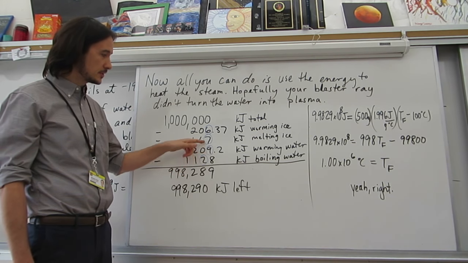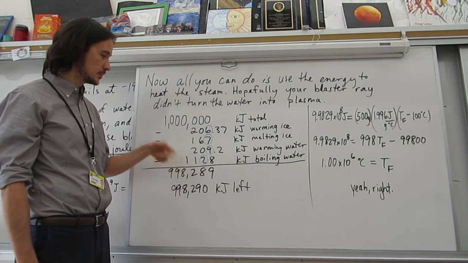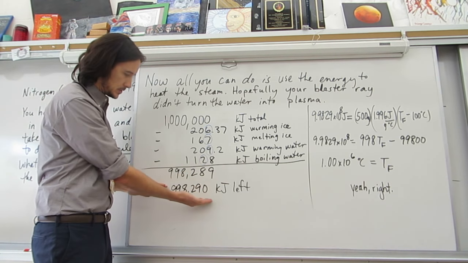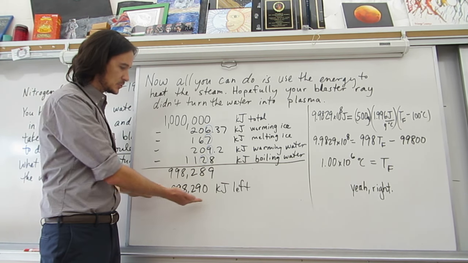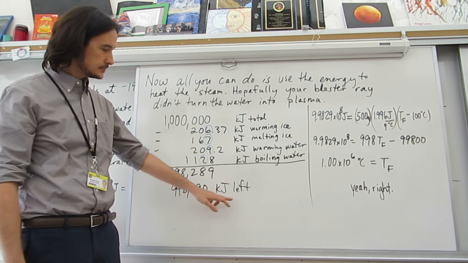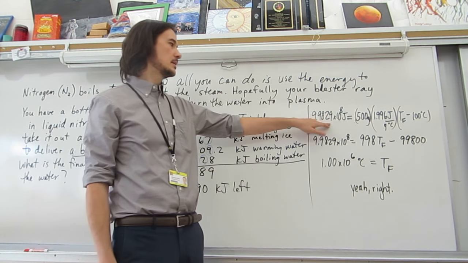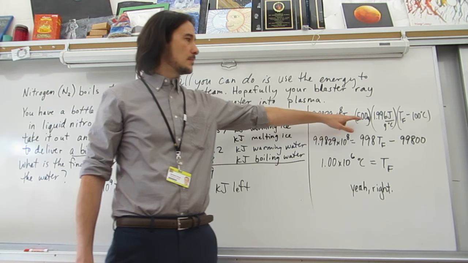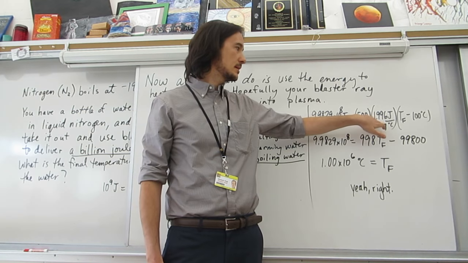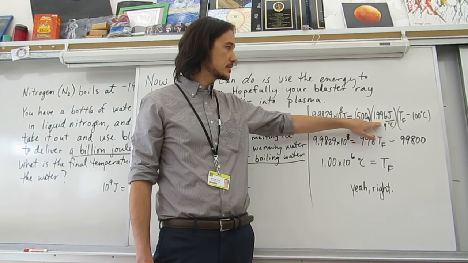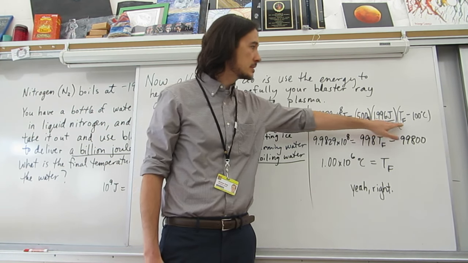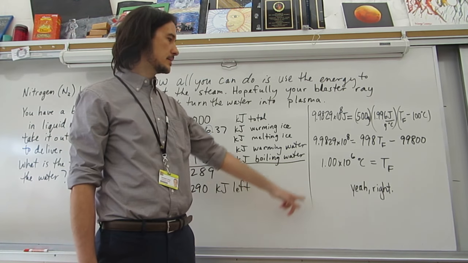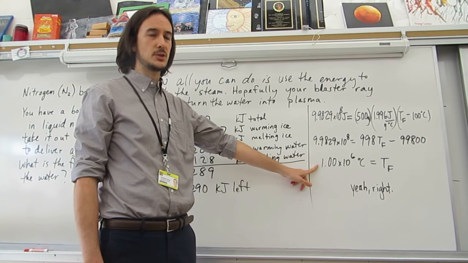I circled the significant figure, the last sig fig for each of these numbers. And we get this, but we need to round it to this place value. So I'd say, okay, 998,290 kilojoules left. I'm going to convert that to joules: 9.9829 times 10 to the 8th joules. MCΔT, specific heat of steam is 1.996 joules per gram per degree Celsius. Final temperature minus 100. You do the math, and it's 1 million degrees Celsius.